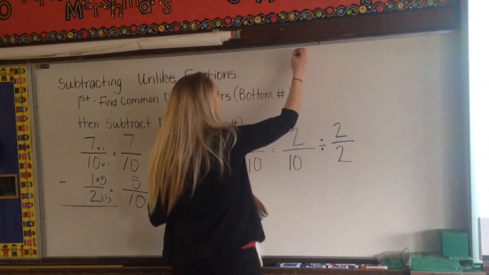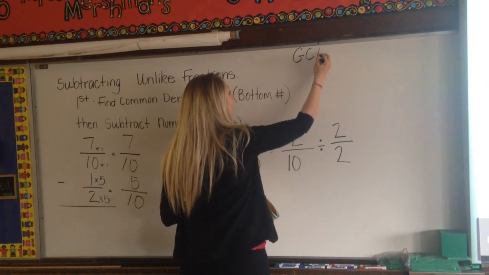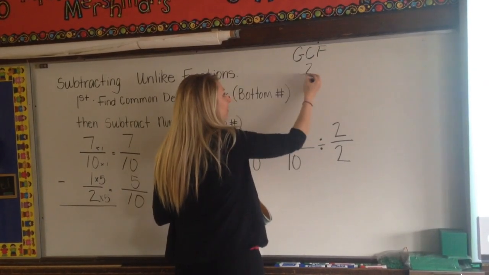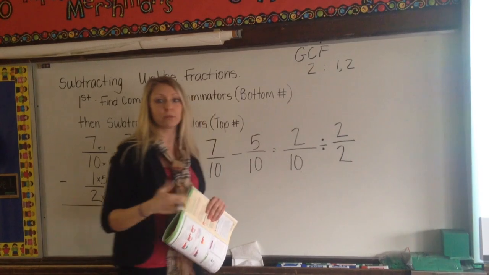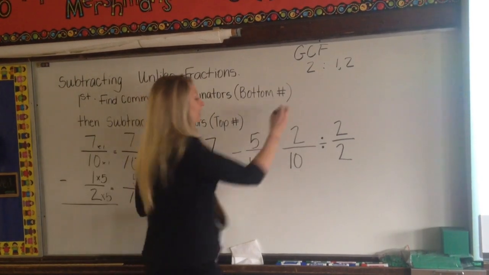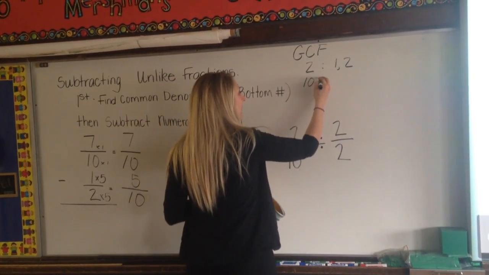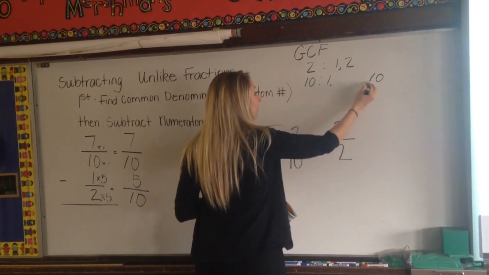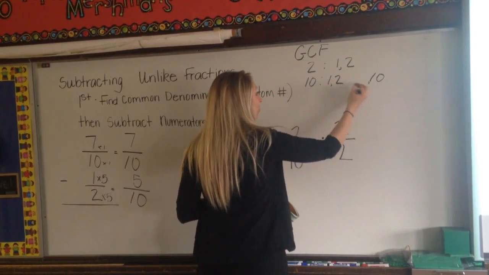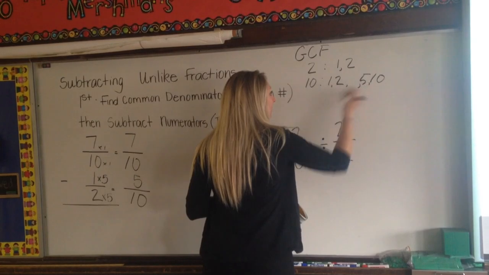Greatest common factor. Factors of 2 would be 1 and 2. It's a prime number. 1 and itself are factors. And factors of 10 are 1 and 10. I also have 2 and 5.